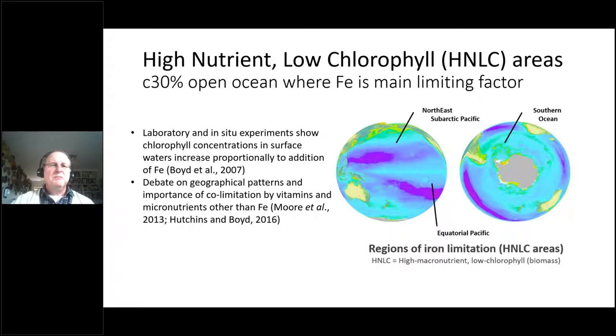And laboratory and in situ experiments show that chlorophyll concentrations in surface waters increase proportionally as you add iron to those waters. And geographically, it's northeastern subarctic Pacific, an area of the equatorial Pacific, but perhaps most particularly in the Southern Ocean, where these HNLC areas are particularly prevalent. And we'll say more about the Southern Ocean later. I think it's fair to say that there's also debate on the geographical patterns and the importance of co-limitation, in addition to iron, by vitamins and other micronutrients. But as I say, it's generally agreed that for these HNLC areas, the limiting factor is iron. And as we saw in one of the earlier tables, iron is a major constituent of dusts from many deserts.